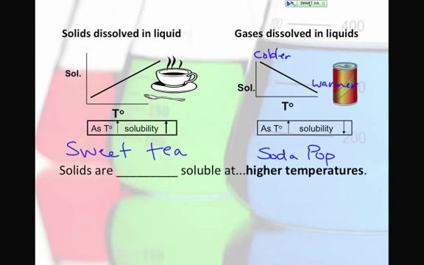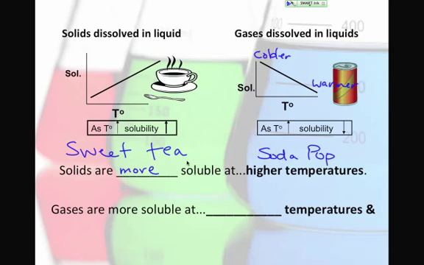Now think about what that means, though, for our waterways. Solids are more soluble at higher temperatures. So if the temperature of our rivers and oceans increases, any contaminants like salts and fertilizers would be more soluble at those temperatures. Gases are more soluble at lower temperatures.